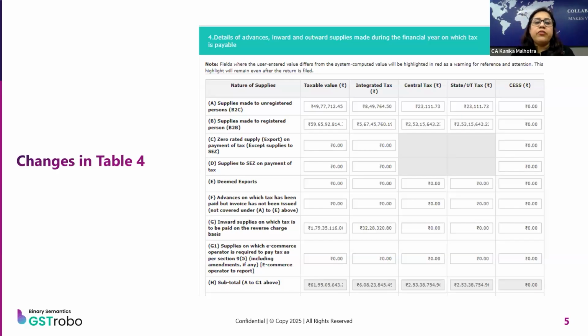It is like if an organization works through an ECO, like restaurant services, cab services, in this case Swiggy and Zomato, what they are doing is they are paying taxes on our behalf.